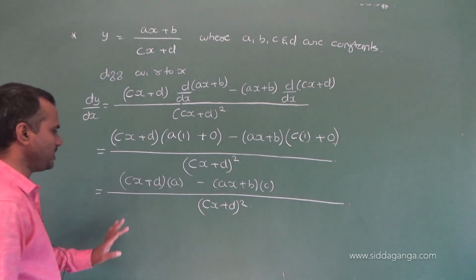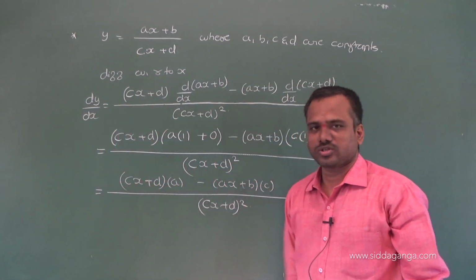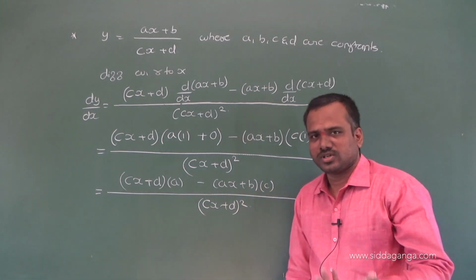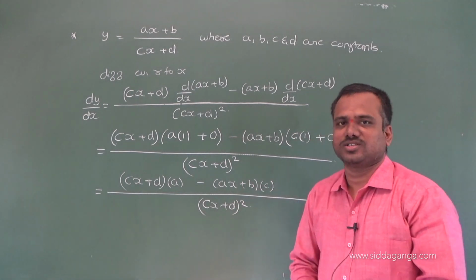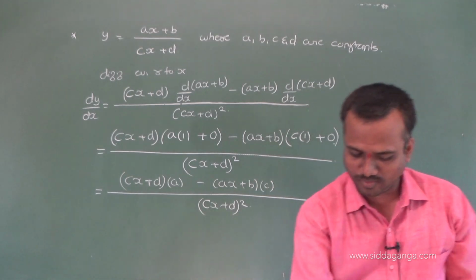That is enough. For me it is enough. If you want, you continue. You multiply a to these two terms and c to these two terms, simplify it and write the final answer. Here it is enough. Okay, the next problem.